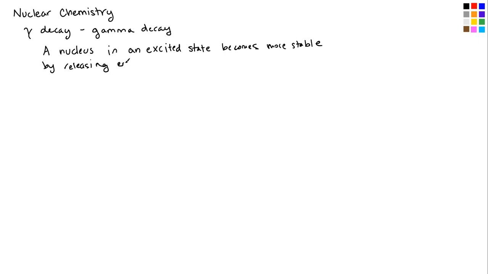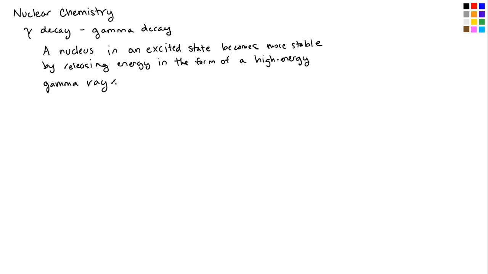So a gamma decay is when a nucleus in an excited state, and I'm going to talk more about that in a moment, but right now let's just write this definition so it's in your notes. A nucleus in an excited state becomes more stable by releasing energy in the form of a high energy gamma ray.